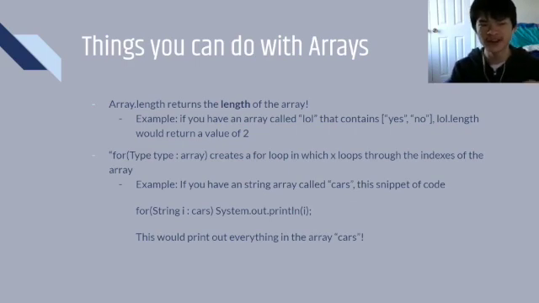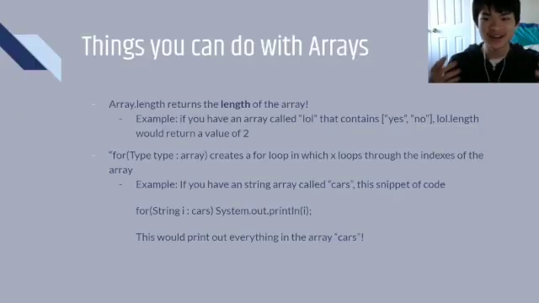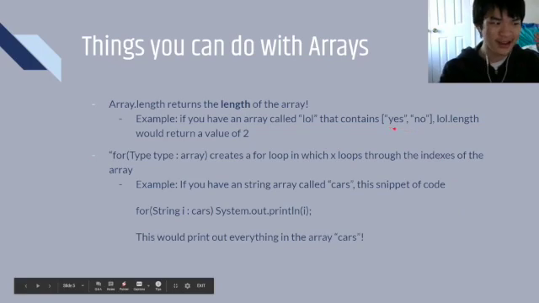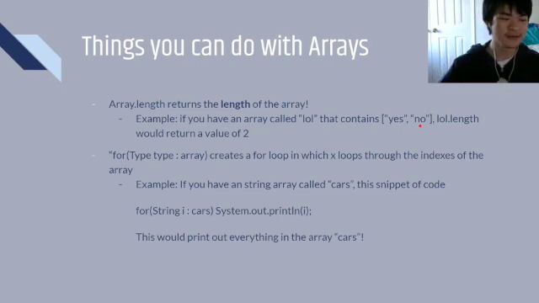First of all, we have array.length that returns the length of our array. For an example, we have an array called lol, and it's a string array that contains the values yes and no. So it contains 2 strings. So lol.length would return a value of 2 because there are 2 strings in there. Now, note that this is index 0 and this is index 1. So length returns the count of variables that are in there, but don't be fooled by the indexes.